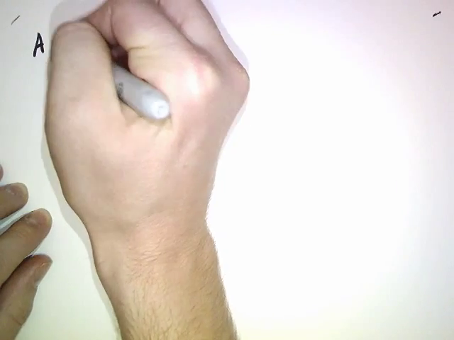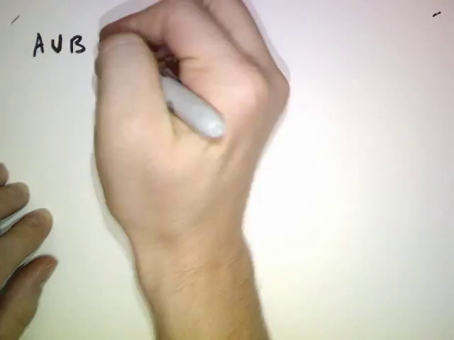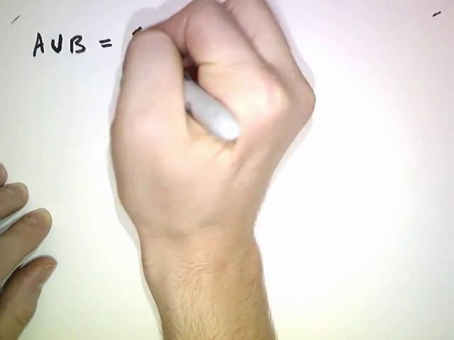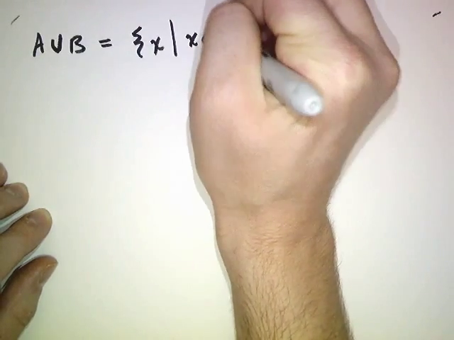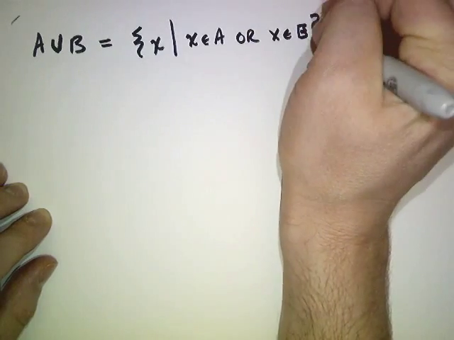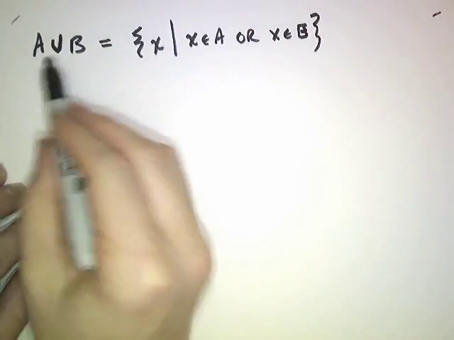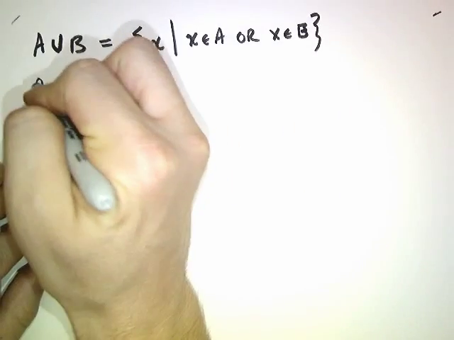Now that we've defined sets, we can start talking about some operations on sets. For example, we could write A union B, and this corresponds to the set of all x such that x is in A or x is in B. So it takes all the elements in A, all the elements in B, and throws them into one set.